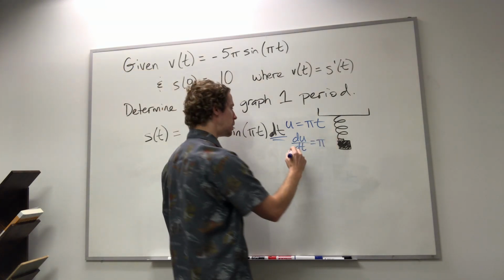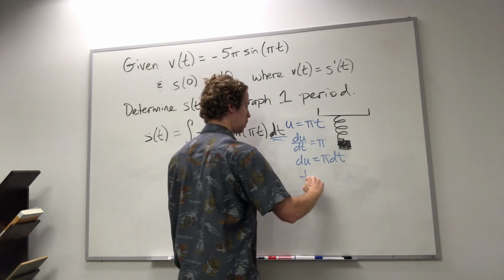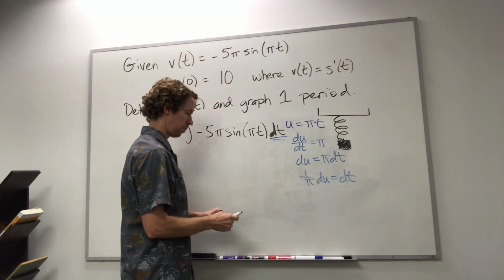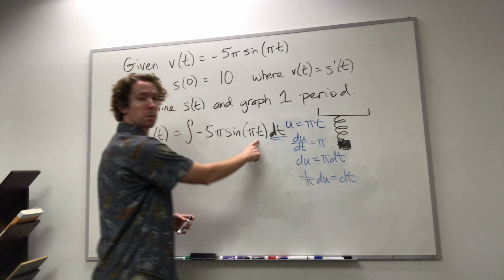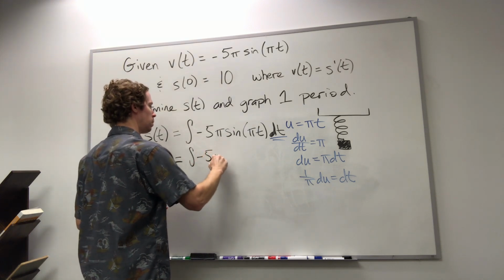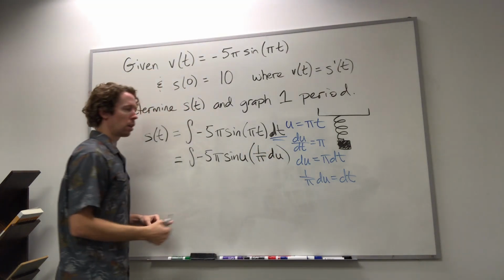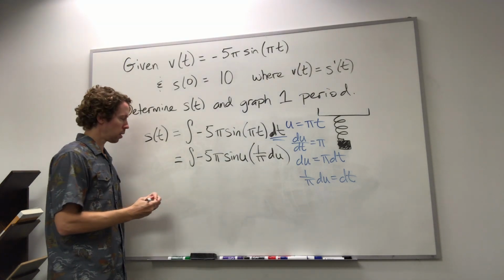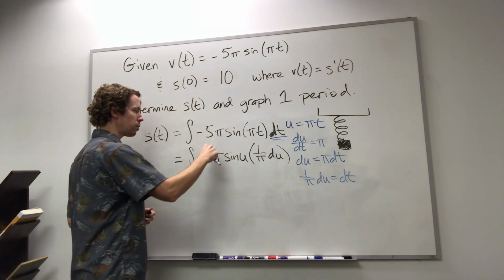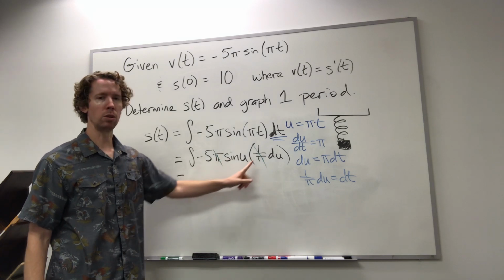So first, multiply both sides by dt. Divide by pi. And then I will plug that in here. And I'll replace pi times t with u. Then I'll just see what cancels and see if I can find the antiderivative after that. Since this is all multiplied together, this pi cancels with that 1 over pi. So I'm left with the antiderivative of negative 5 sine u du.